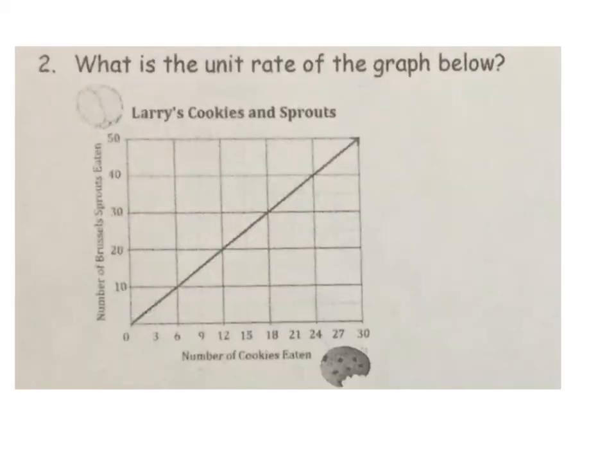Okay, so question number 2. What is the unit rate of the graph below? So this is the third question we've had on it. So now, if you look, we look for where it's 1, but there's not a 1 here on our graph. It's counting up by 3s. So what you can also do is take, say, a point like this, where it's 6 cookies eaten and 10 Brussels sprouts eaten. So you can find out where 10 over 6 is to find out how much it is per 1 cookie.